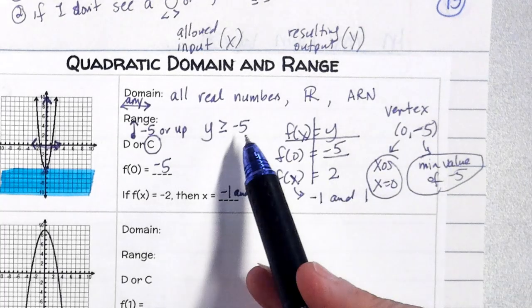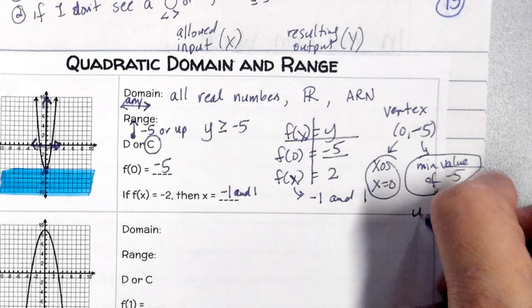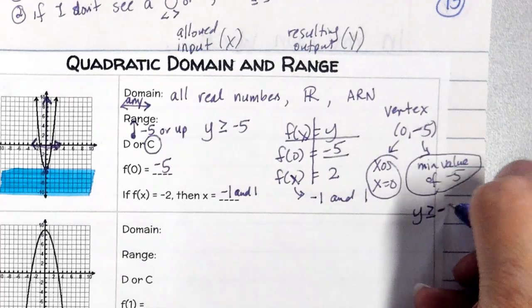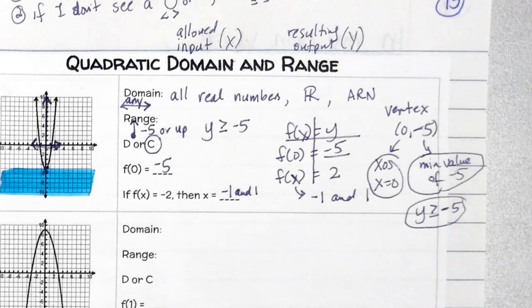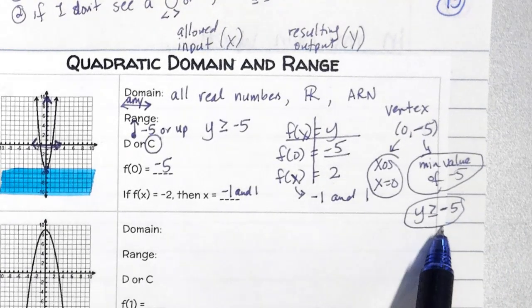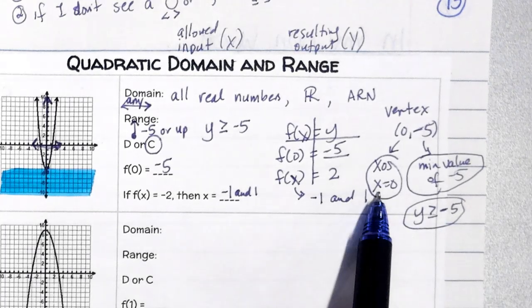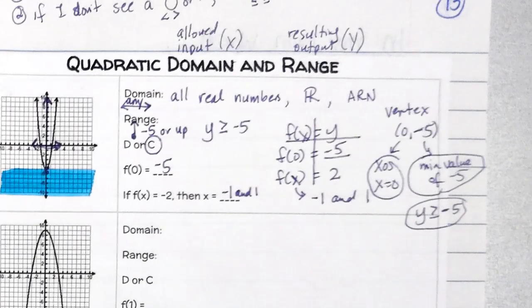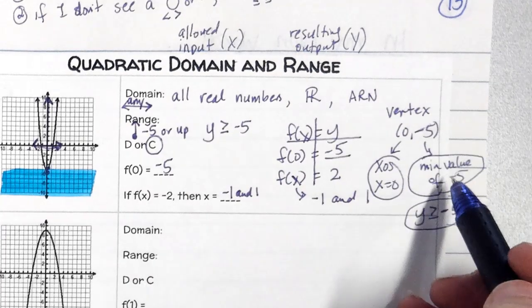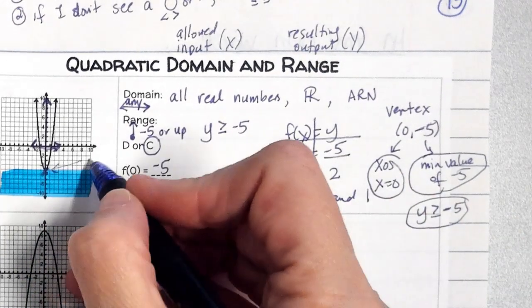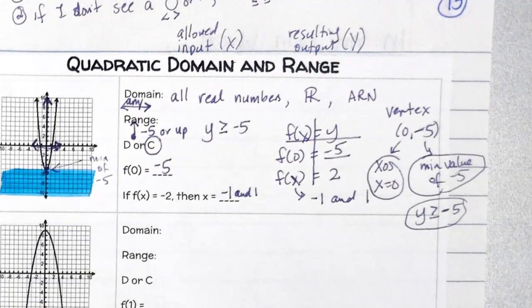And notice that minimum value is also my range. So it tells me that my y values all have to be bigger than or equal to -5. All right, so I get so much information out of that vertex. It tells me what my domain is, what my range is, what my minimum or maximum is. It tells me my axis of symmetry, so I know exactly where I'm folding. All right, so if I were to write that down, I would say I have a minimum value right here, minimum of -5.